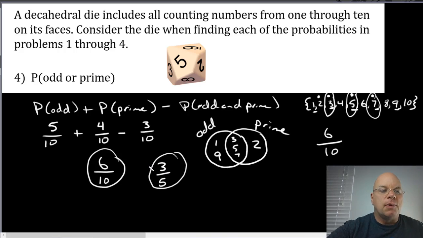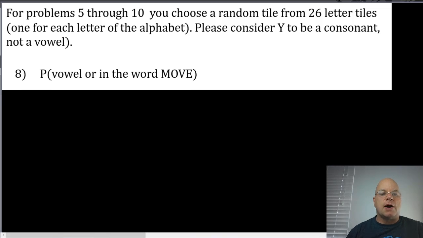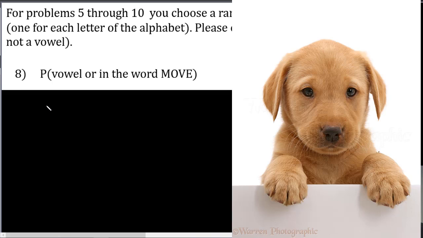Okay, the other problem I want to look at is the one with the word tiles. Like if you're playing a Scrabble game, of course in Scrabble you have more than 26 letter tiles, but let's just pretend we only have 26 letter tiles, one for each letter of the alphabet, and let's consider Y to be a consonant, not a vowel. We want the probability of pulling a tile and having it be a vowel or a letter in the word move. So try to find that compound probability during the pause and then come back and compare your work to mine. Paused.